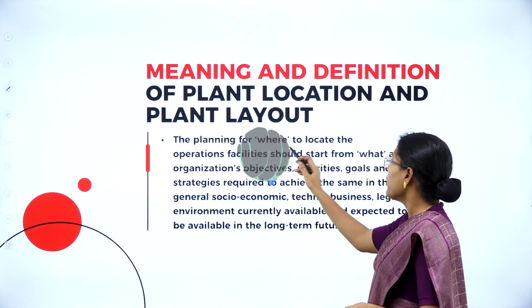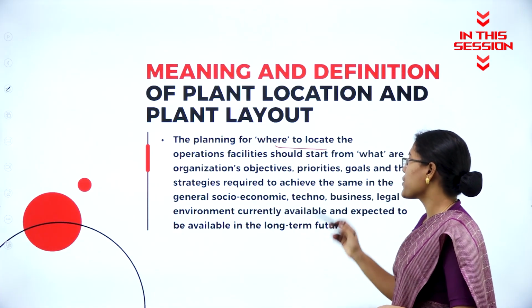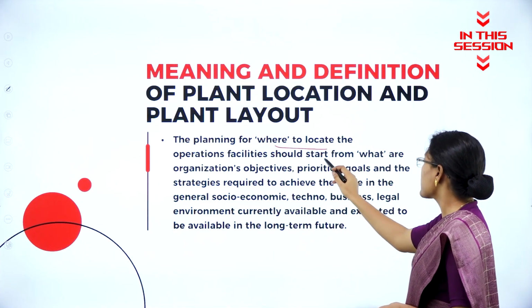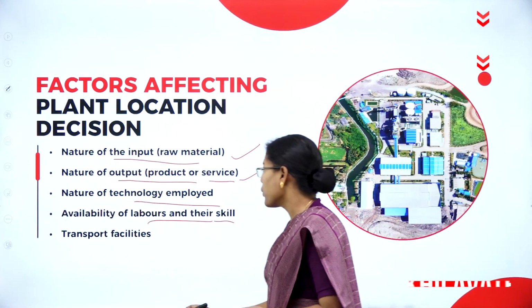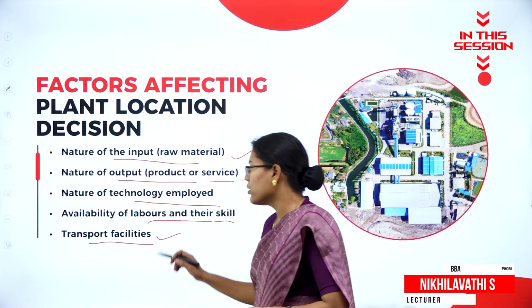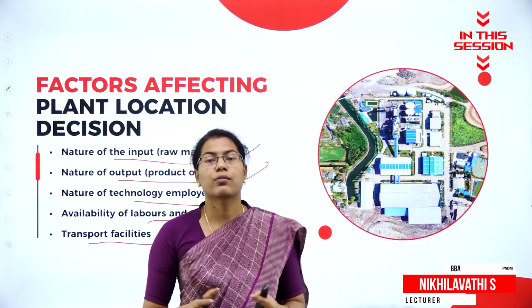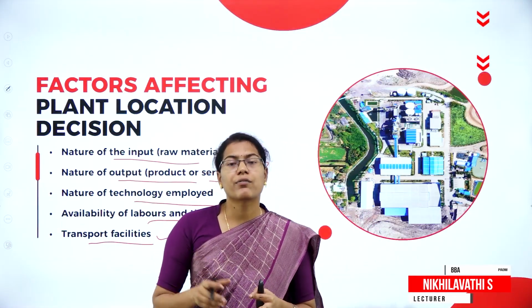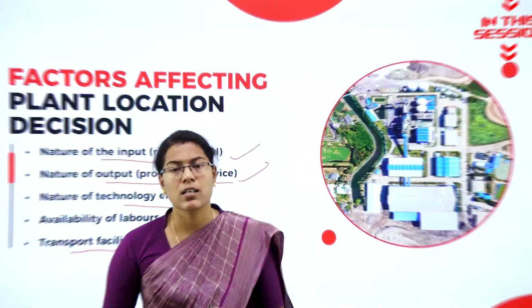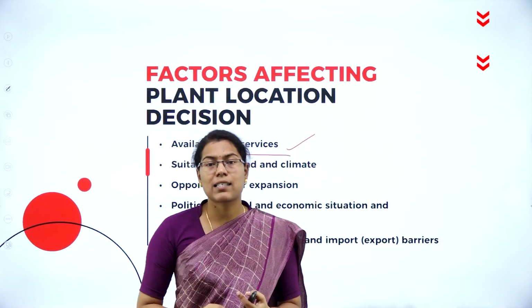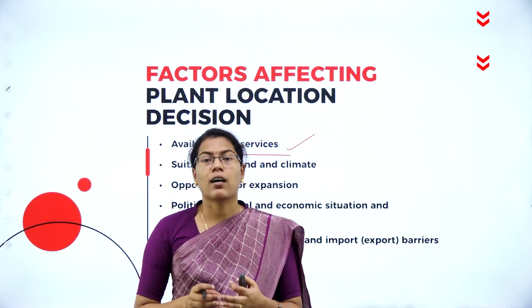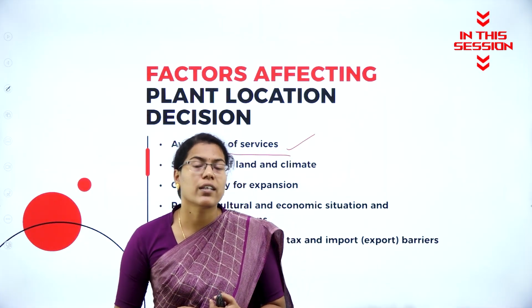The planning for where to locate the operations facilities should start from what are the organization's objectives. Transport facilities. So here the company has to look for the availability of proper infrastructure and transport facilities. So here, availability of services like water, electricity, gas, etc. are necessary for the production unit.